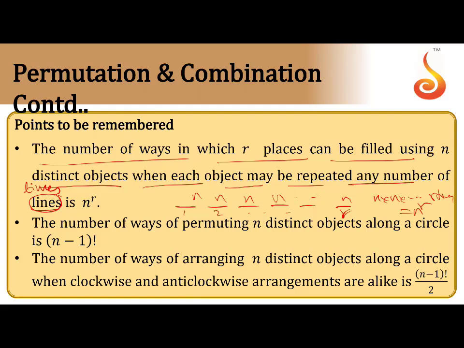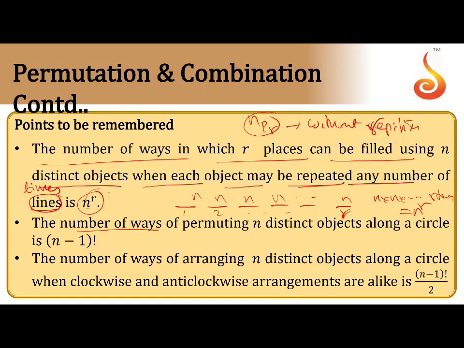This is the most important property here. When the repetition is allowed, before all we did problems without repetition. Without repetition, the number of arrangements is nPr. With repetition, the number of permutations is n power r. So this is for without repetition, that case nPr. With repetition, the n power r formula. That's the difference between both.